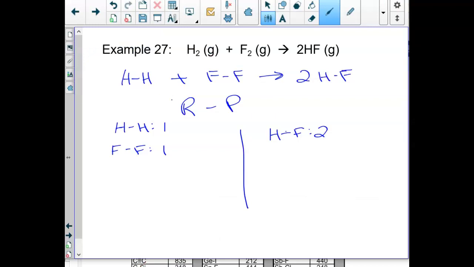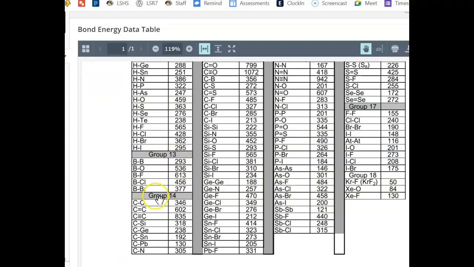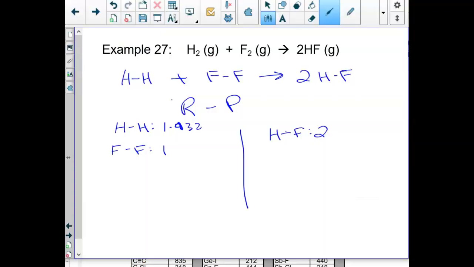So we're going to say that's going to be 1 times 432. That's a 432. And then going back, we're looking for FF bonds. So I'm looking through the list and notice that these are kind of by group numbers. So that would be your group numbers at the top of your periodic table. Okay, so I'm looking for group 17, fluorine, which would be 155. So that's going to be 1 times 155.